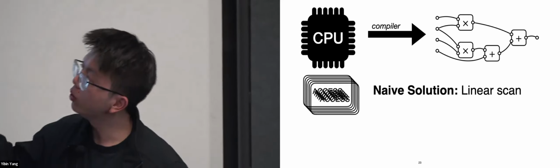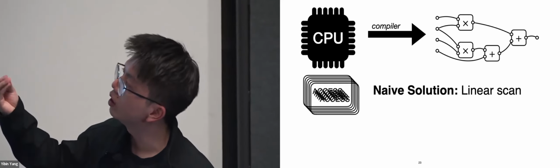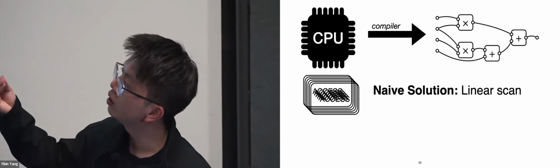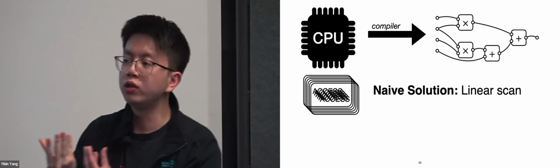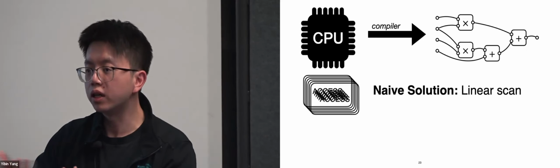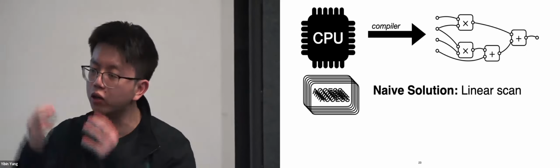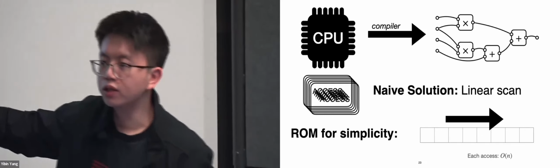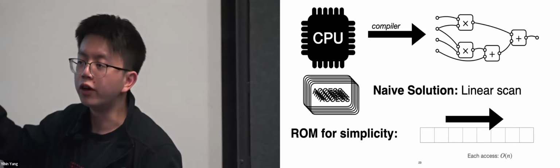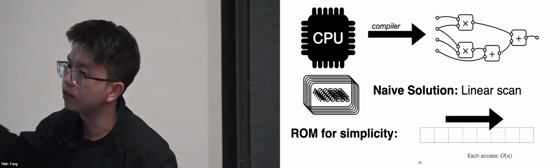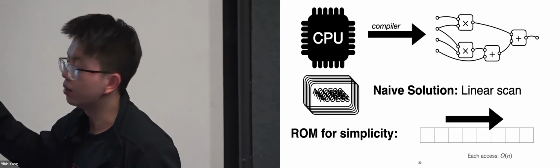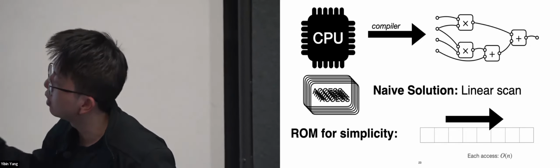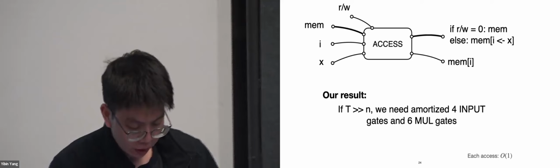Because as a naive solution, you can just do a linear scan, meaning that the verifier doesn't know which slot is being accessed, but let's just try every single one and accumulate the result. Obviously, this is not so desirable, because for each access, I need to touch every slot every time. It means that per access, I need to pay all n costs, or all n multiplications.